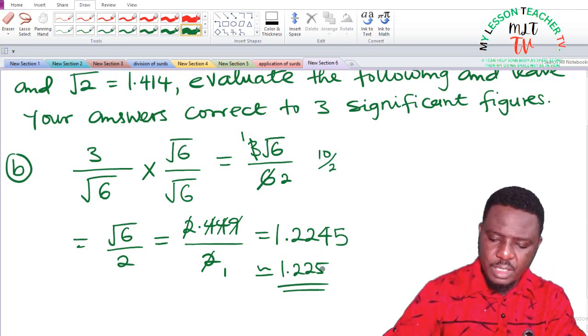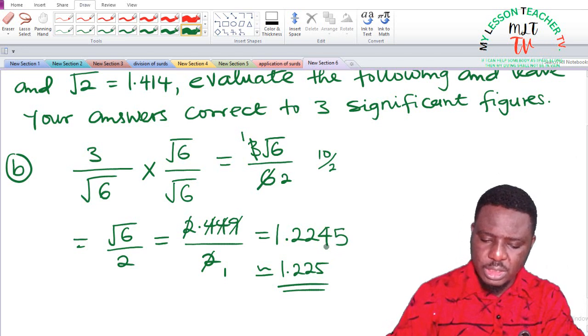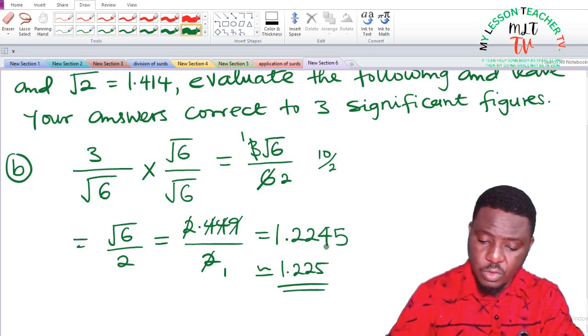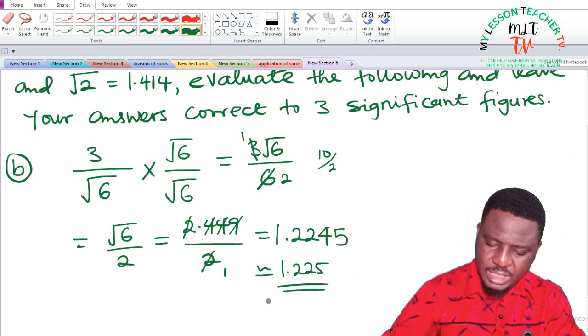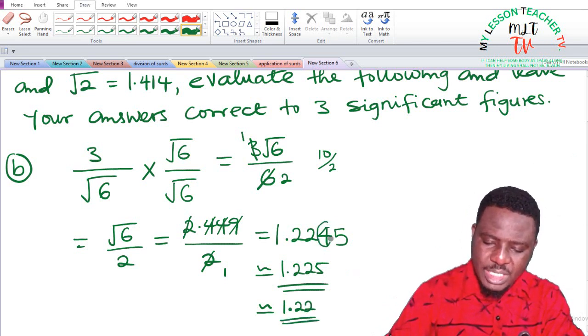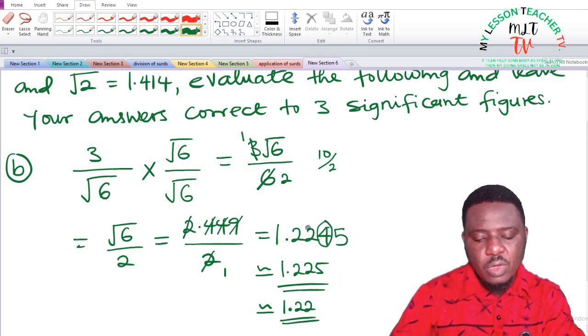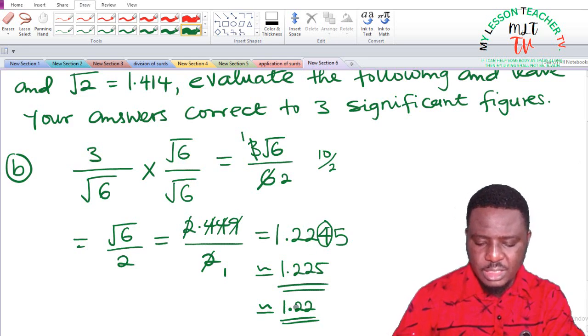But if it was to be a digit less than 5, then you add nothing to the third digit. But to 3 significant figures, this is 4. So to 3 significant figures, I beg your pardon, this is said to be 1.22. You consider the third significant figure, which is 4. And since 4 is not up to half of 10, you round it down to 0 and add 0, you may call it, to 2. And this gives you 1.22.